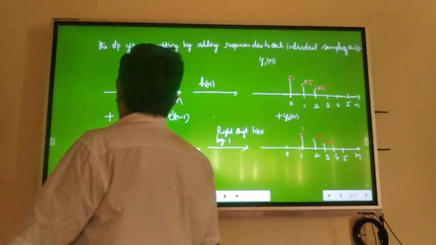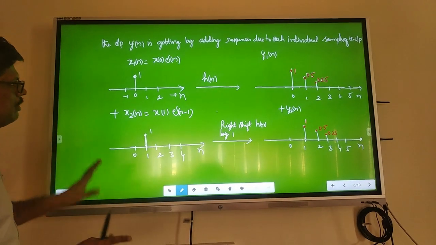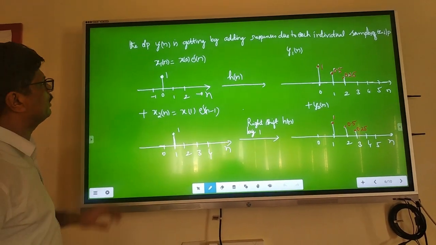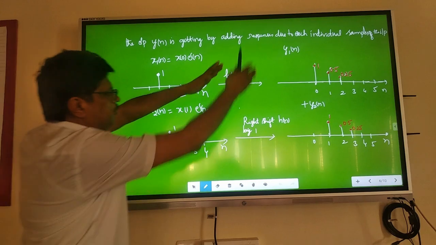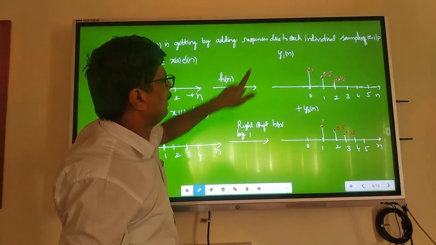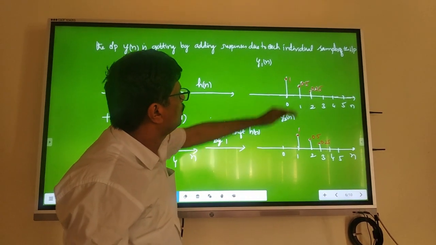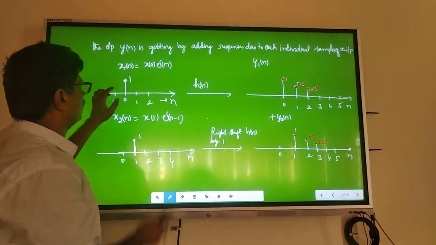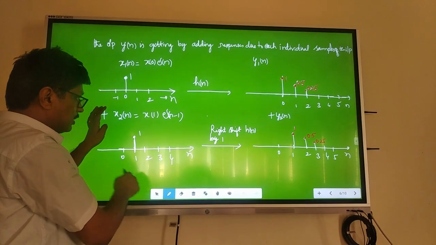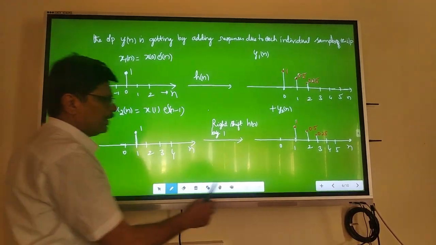First, it's very interesting. If you learn one method, the rest are easy. This is the easiest method, the graphical method. The output y of n is obtained by adding the responses to each individual sample of input. For example, each individual sample, you have to write in shifted impulse form.